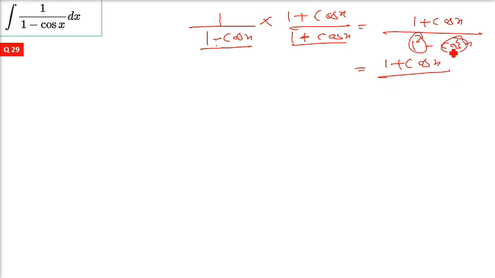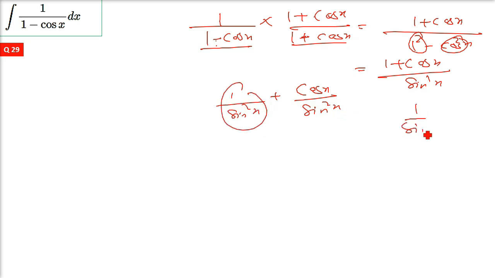So this sin square x, let us write it here. Now separate them out: 1 by sin square x is one thing, and cos x by sin square x is another thing. Now 1 by sin square x can be written as cosec square x. We have a standard result for it. 1 by sin x is cosec x. So 1 by sin square x will be cosec square x.